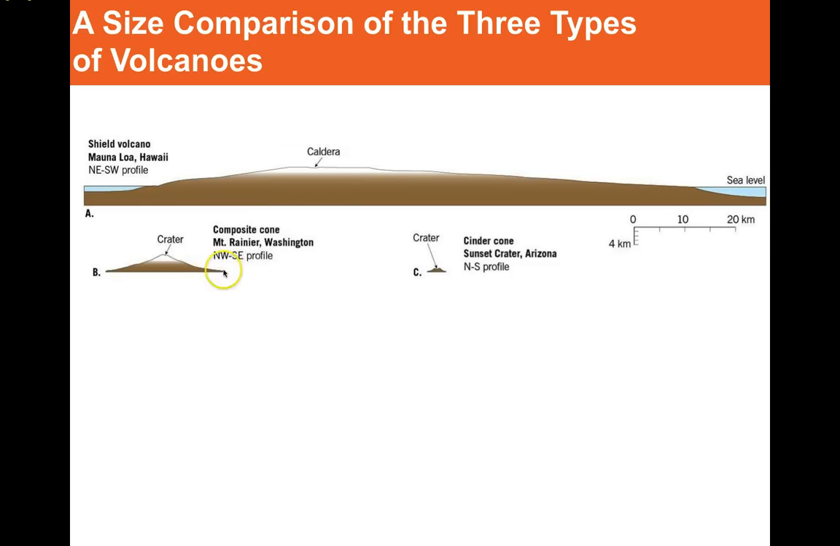By comparison, here's Mount Rainier, which is a composite cone, not all that different from Mount Lassen or Mount St. Helens. And it's big. Without a doubt, it's big, but it's not as big as these giant shield volcanoes like we see at Mauna Loa. And of course, the smallest of them all is these cinder cones, Sunset Crater in Arizona, which is a very large cinder cone. But by comparison with these two, it's just a little blister. It's just a little tiny thing by comparison.